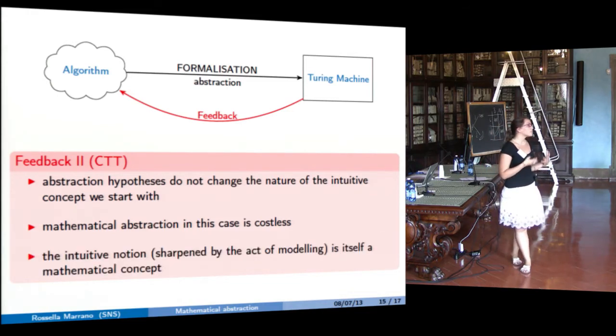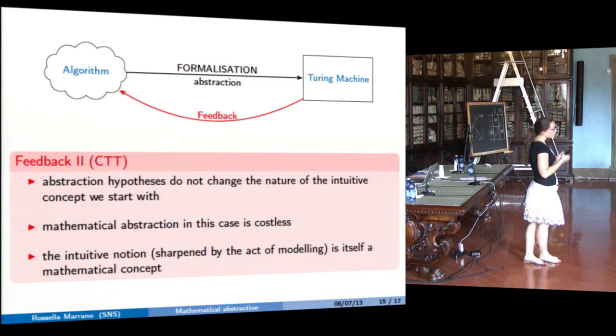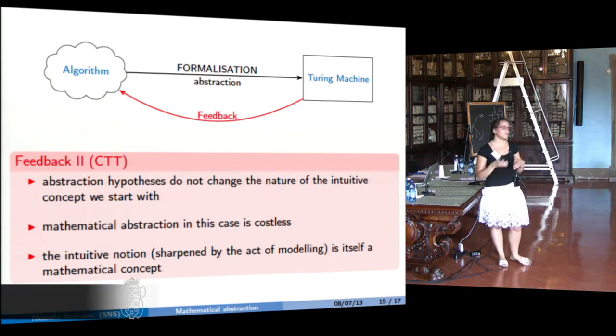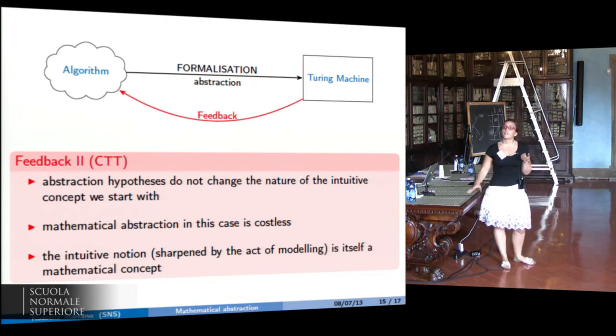Okay, the wrongness, we may say that the wrongness of each model stands in the fact that this is a mathematical description, and so they do not coincide with the notion they aim to model. But in this case, we have that the positive feedback we have on the intuitive notion is that it is itself a mathematical concept.